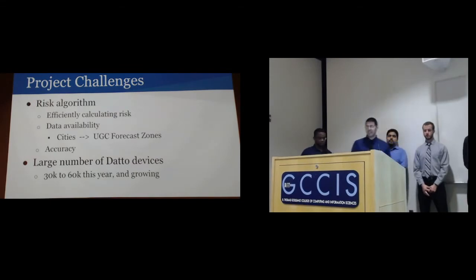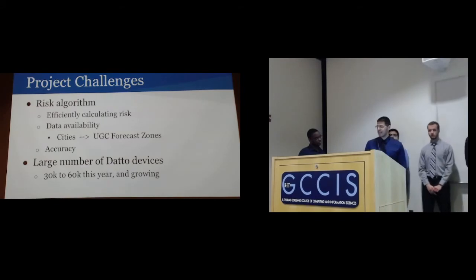The second challenge was data availability. The weather alerts operate on UGC zones, like you said. So in order to map devices to these zones, we needed to map cities to UGC forecast zones. This information was not readily available, so it was a pretty long process for us to gather all that.